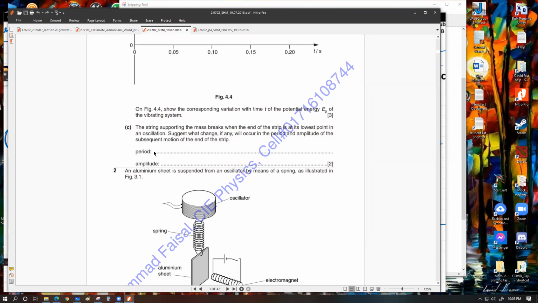And at that point the string got loose so the mass is no longer pulling onto the ruler anymore. Suggest what change, if any, will occur in the period and amplitude of the subsequent motion of the end of the strip. So how would that oscillation become different? পিরিয়ডে কোনো চেঞ্জ হবে কিনা, অ্যামপ্লিটিউডে কোনো চেঞ্জ হবে কিনা?